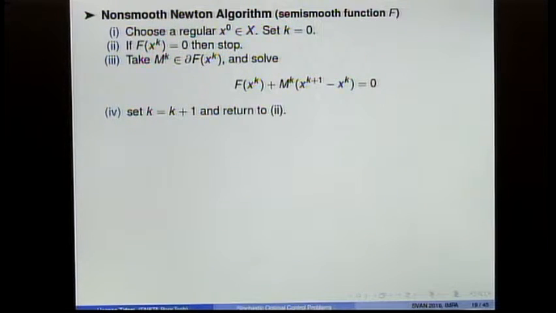And if you have a semi-smooth function, then the non-smooth Newton algorithm is in this form. You choose a regular initial guess, x0, and you start the algorithm at k equal to 0. At iteration k, if f(xk) is equal to 0, it means that you have your solution, and you stop the algorithm. If not, you take a direction mk in the sub-differential and you solve this equation. If my function was differentiable, I would put the gradient here to have the Newton method. But in the non-smooth Newton method, we replace the gradient by an element in the sub-differential. You put k equal to k plus 1 and come back to step 2.